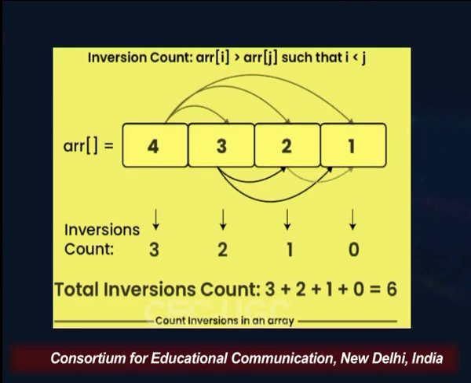Now coming to the inversion count for 2. For 2 when compared with 1, there is an inversion, and 1 being at the last position does not have any inversion. So the total inversion count, if we count, is 3 plus 2 plus 1 plus 0, which is nothing but 6. Let us see how this 6 is achieved.